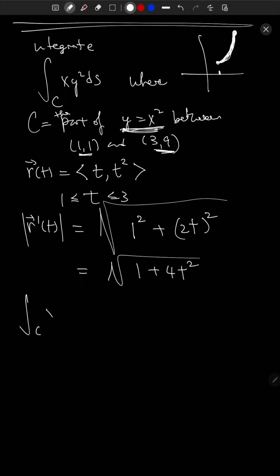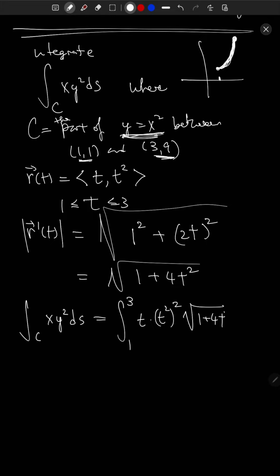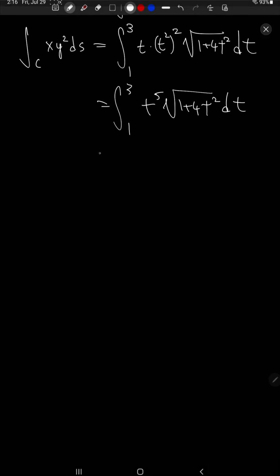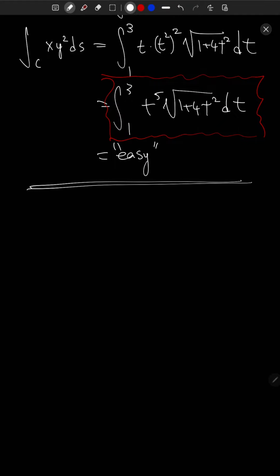Okay. So our actual line integral, the one that we're looking for, once we've ported it to one variable calculus, is the integral from t equals 1 to 3 of x y squared. So x is t, y is t squared, and so y squared is t to the fourth. Oops, let me write it as t squared, that's y, and then squared, right? And then the square root of 1 plus 4t squared dt. Okay. So ultimately, you're going to have to integrate from 1 to 3 t to the 5, square root of 1 plus 4t squared dt. All right. And I'm going to write easy in quotes again. But what I mean is that we've converted a multivariable calculus problem into a one variable calculus problem. So at this point, you would just have to use whatever one variable calculus techniques you can to solve this.